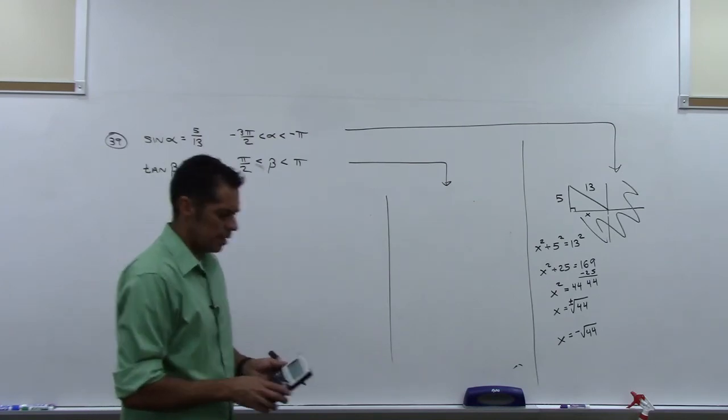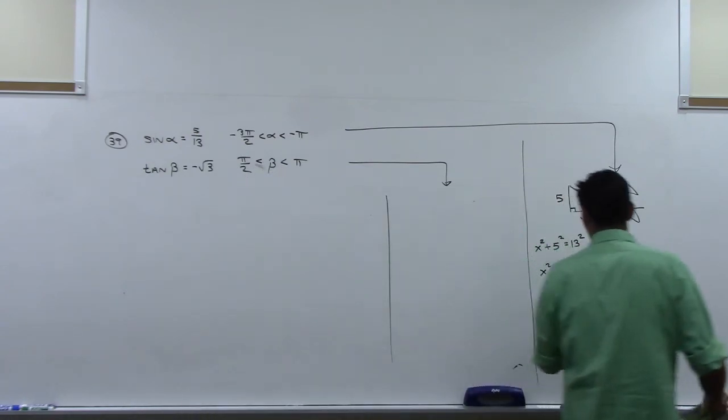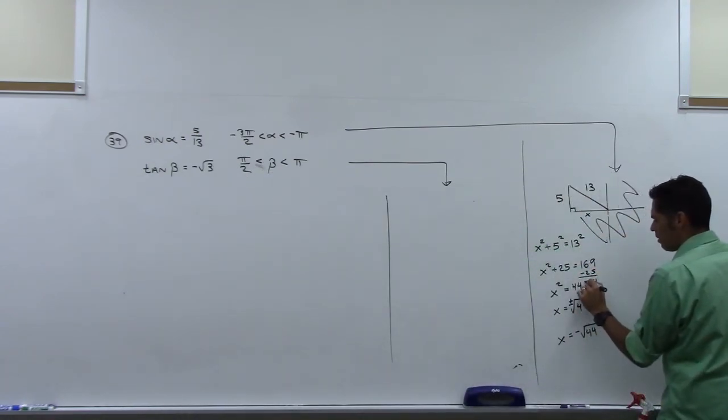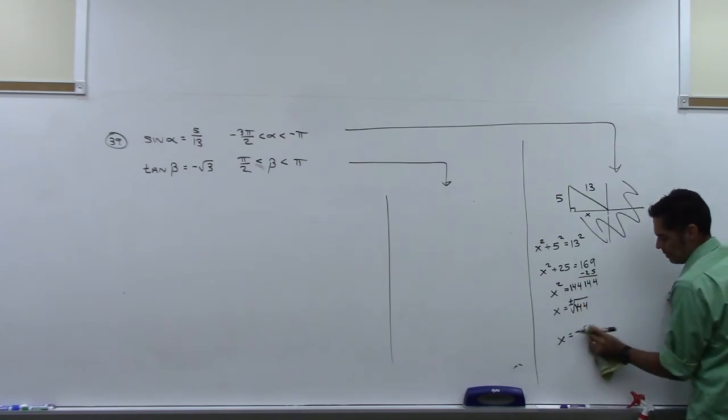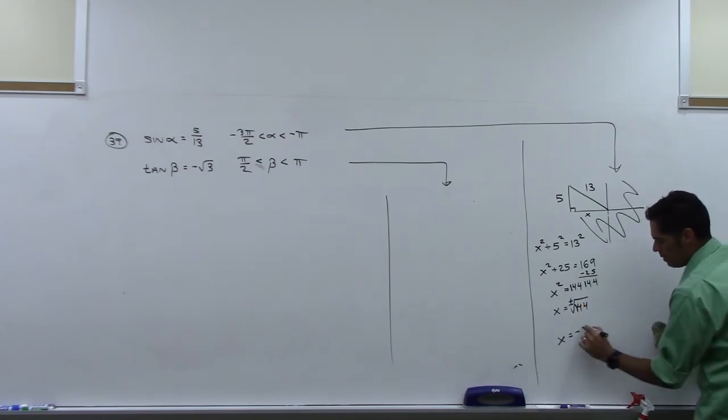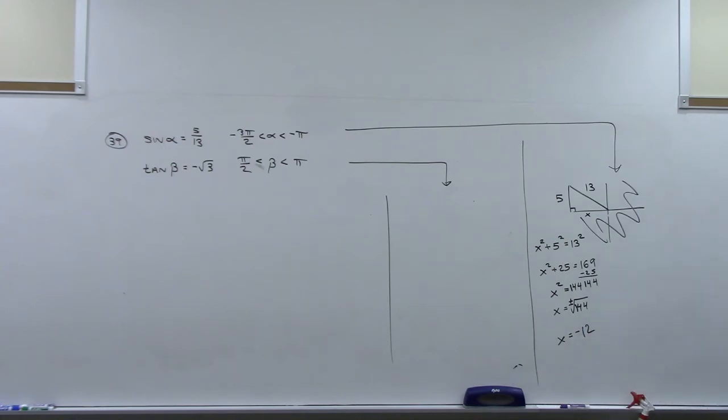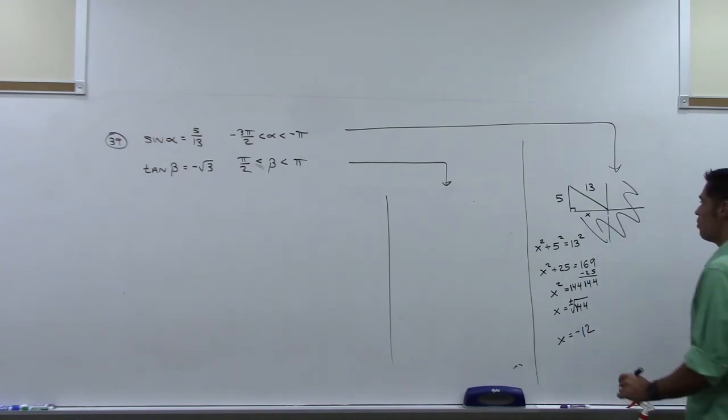What the hell am I doing? Man, my math is just way off today. This minus this, I forgot the 144, 144, 144. Yeah, it's definitely Monday. Negative 12. Okay. Wow, so x is negative 12.